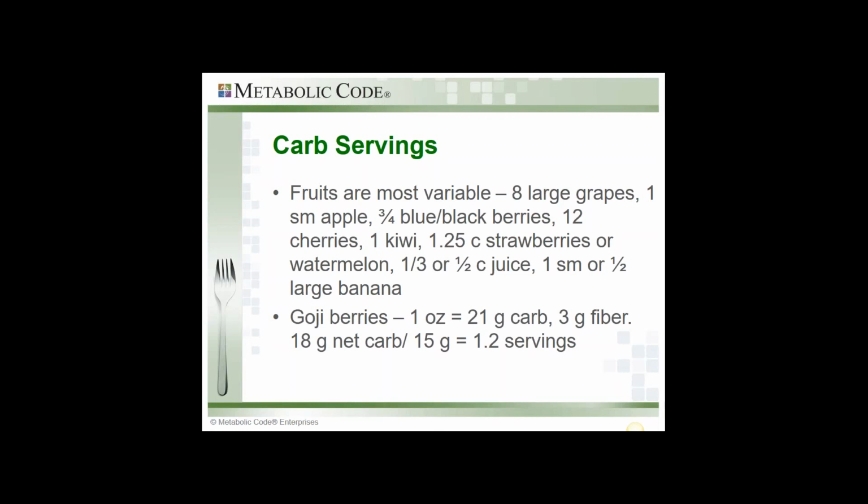Juices, a 1/2 cup or a 1/3 cup, depending on the type. Cranberry juice is a very sweet juice. The serving size to get 15 grams of carb from cranberry juice is a 1/3 cup. If you're looking at apple juice, it's a 1/2 cup. Grape juice is also a 1/3 cup. 1 small banana or 1/2 a large banana.